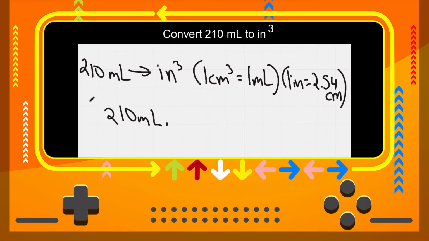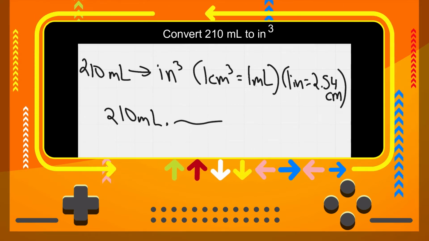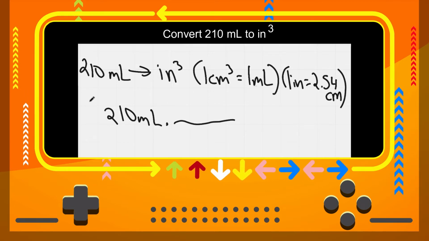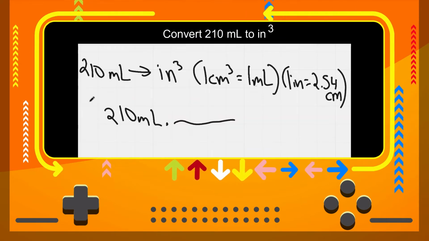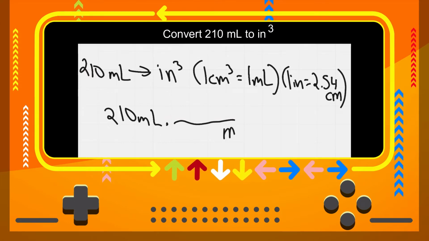I heard it. I hope I heard it. All right. So centimeters cubed. So we got to understand that that's 1 and 1, right? Shout out to Kyla Pratt. Proud Family. 1 and 1. All right. So milliliters cancel out. Centimeters cubed is here.